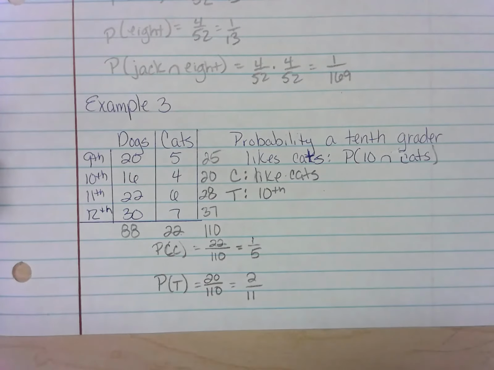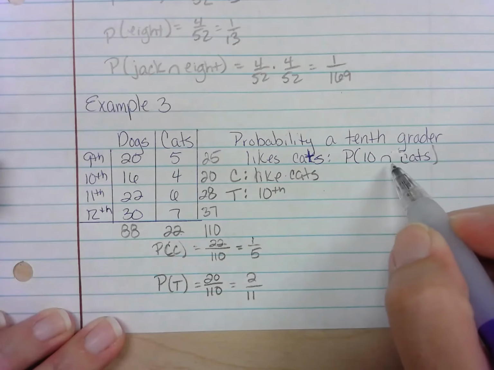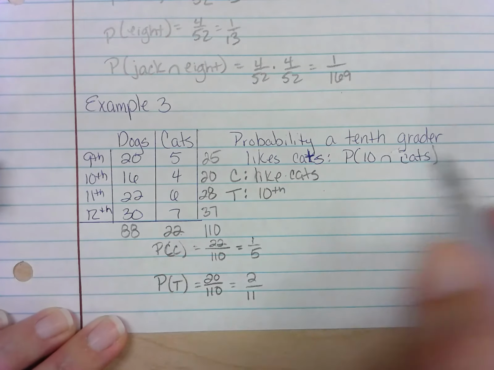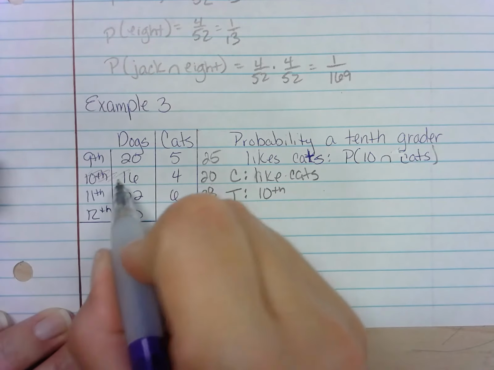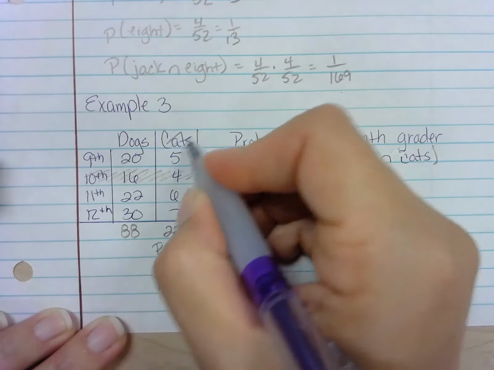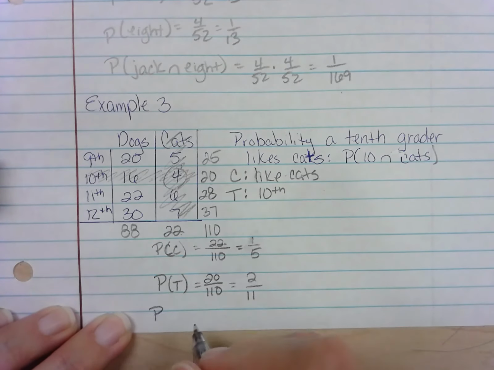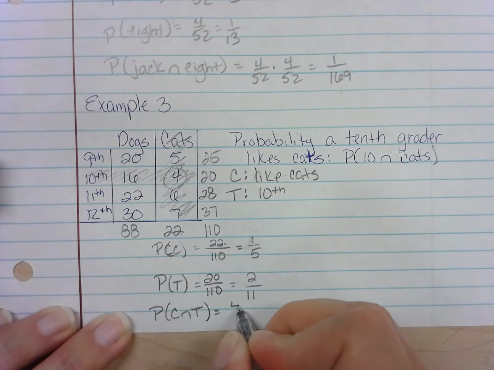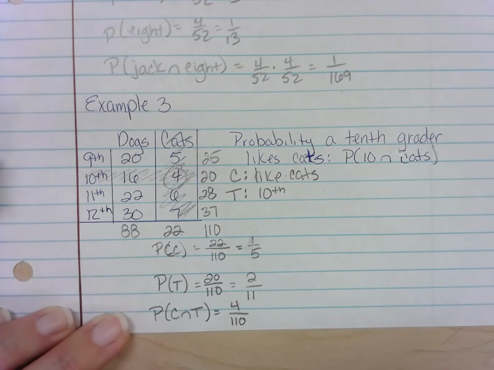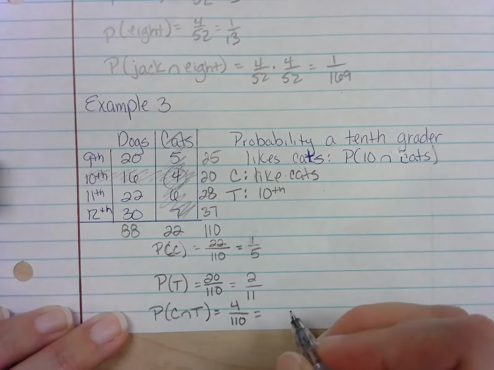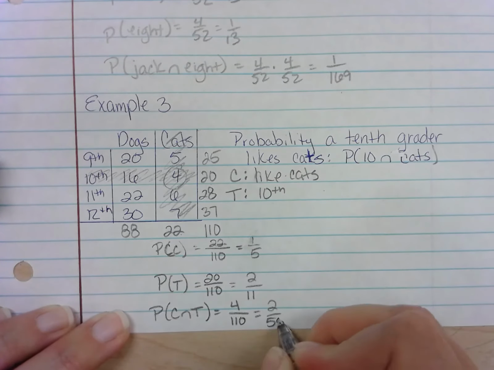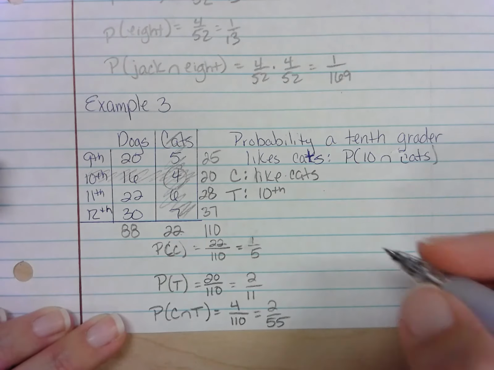Then what we need to do is find that intersection, that and, where cats and 10th graders overlap. So 10th graders is here. Cats is here. Where do those two things intersect? They intersect at 4. So the probability that someone likes cats and they're in the 10th grade is 4 out of 110, which simplifies to 2/55. And then we're going to set up the equation.